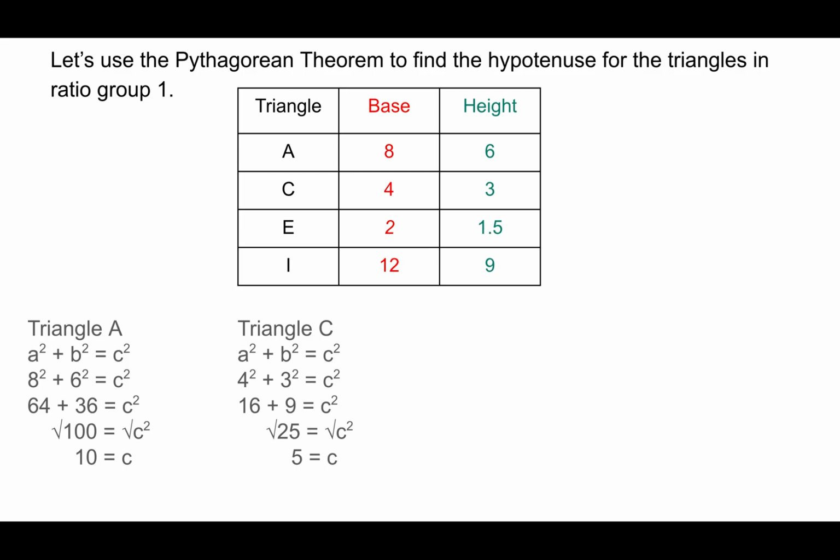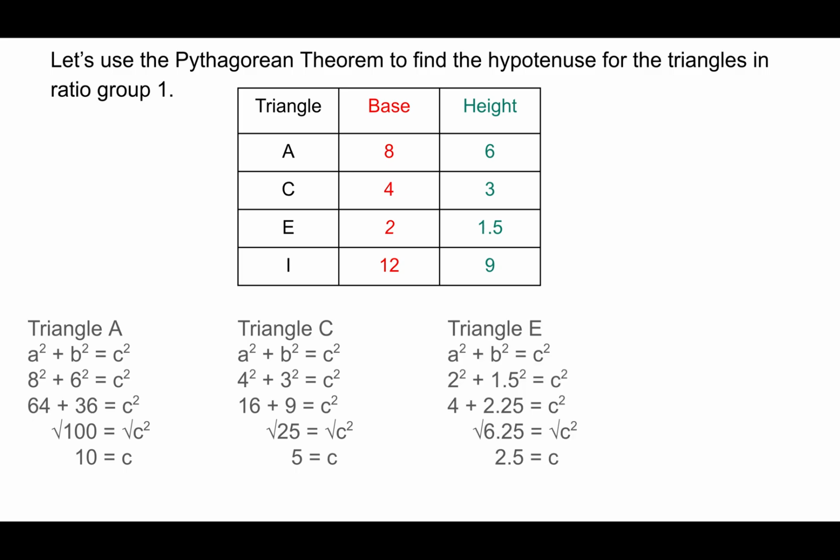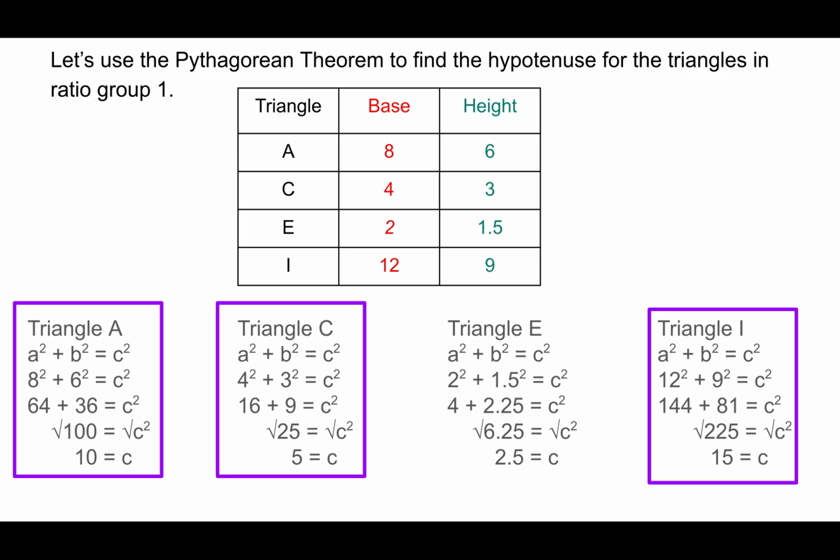The hypotenuse for triangle C is 5. For E it is 2.5, and for I it is 15. Let's use the triangles with whole numbers for the hypotenuse. So we'll look at triangles A, C, and I.